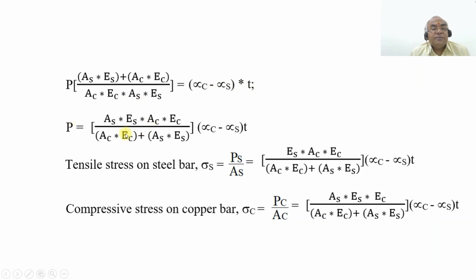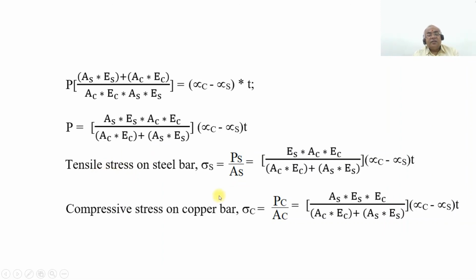Therefore, the value of P will be equal to, by cross multiplying, AC into EC into AS into ES into alpha C minus alpha S into T, divided by AS into ES plus AC into EC.